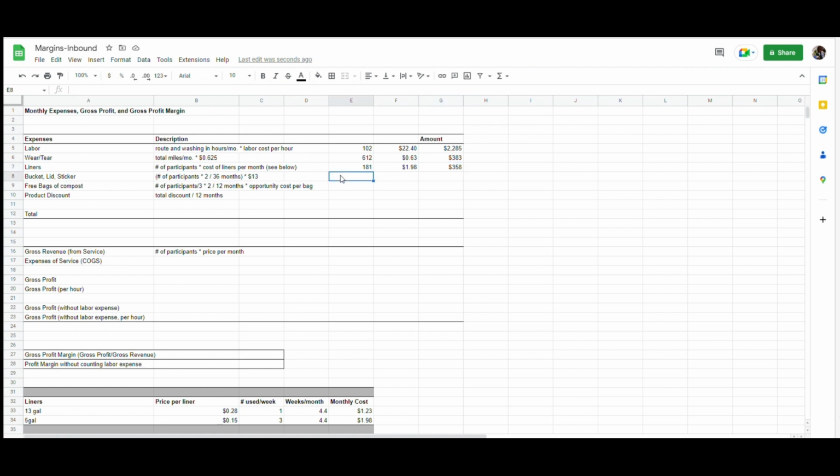Okay, so here I'm going to say this is going to be equal to 181 for my participants times 2 for 2 buckets divided by 36. And it gives me this goofy number. I'll leave it. And then $13 is how much each set of bucket, lid, and sticker costs.